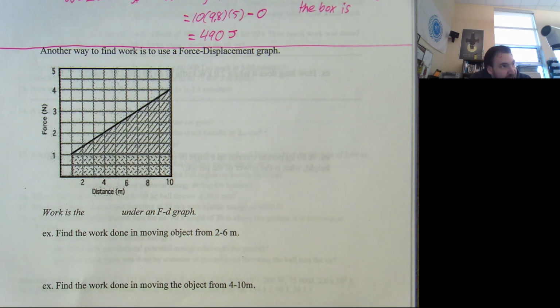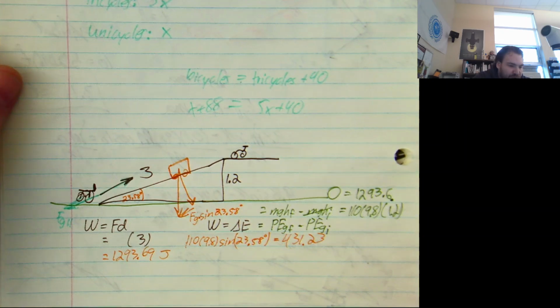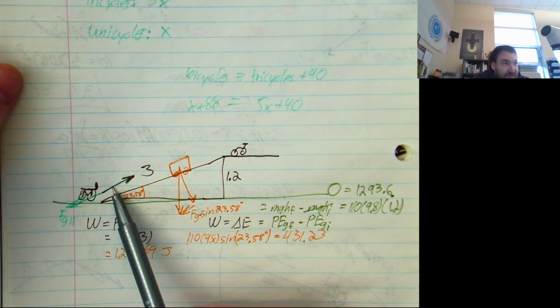For the stuff that we've been looking at, like these first three styles of problems, your forces were really quite constant, for lack of a better word. Like in the example question I just did from your homework, this force pushing up the ramp is going to be the same the whole way through.